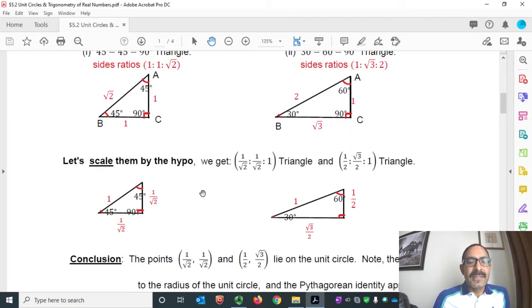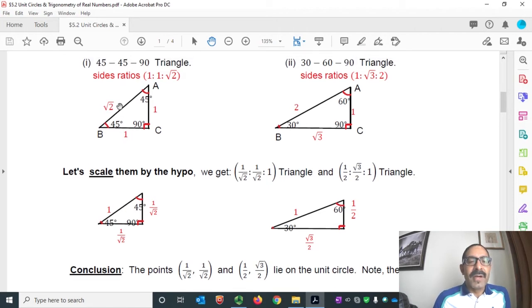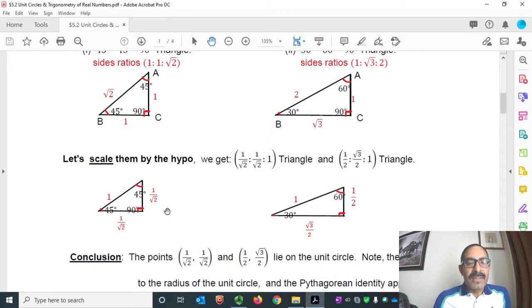Next, let's rescale them by the hypotenuse. That means let's divide by radical 2 on the ratio of the sides here. So we have 1 over radical 2, 1 over radical 2, and then 1. In the second diagram, again we are rescaling by 2, meaning dividing the ratio of the sides by 2. So we have 1 over 2, radical 3 over 2, and 1. Shape-wise, we have a smaller shape here. I hope this idea makes sense to you all.